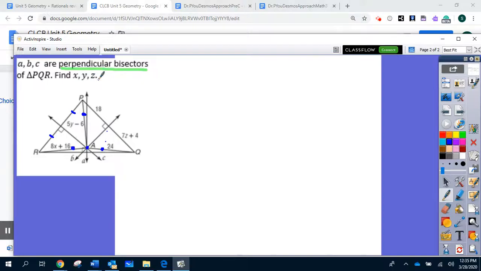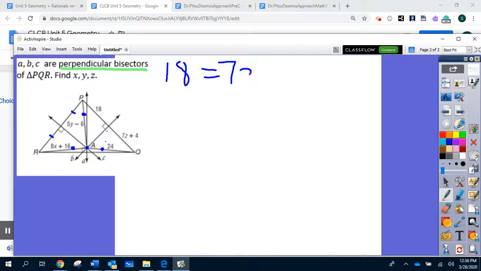X, Y, and Z. So let's see, X is on the segment AR. Y should be the length of the segment AP. I will not start with this relationship because I have X and Y and I cannot solve it at the beginning. But I will start here on the side PQ. I see that this segment is 18 and the other segment is 7z plus 4, and because I have a perpendicular bisector, that means that these should be equal.